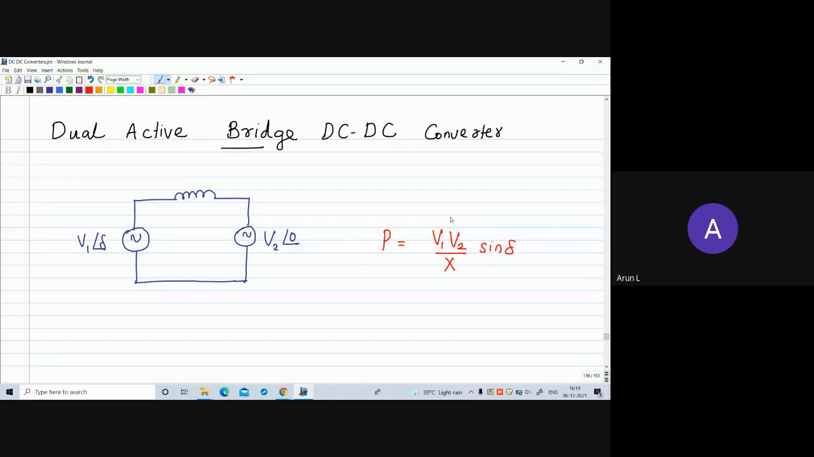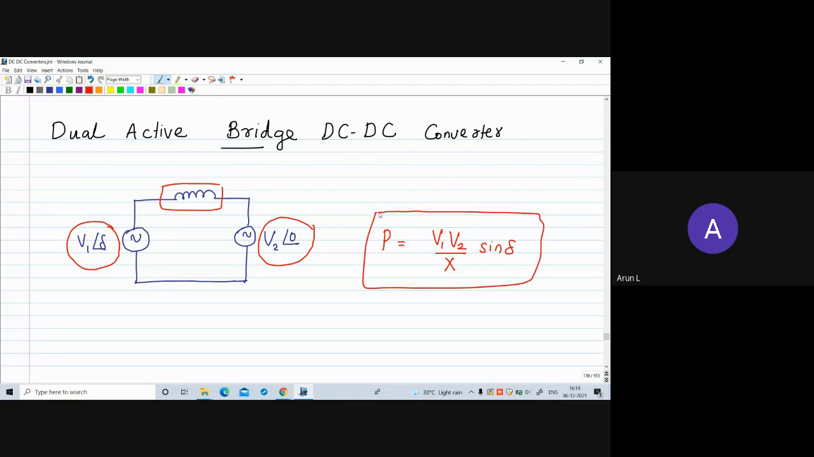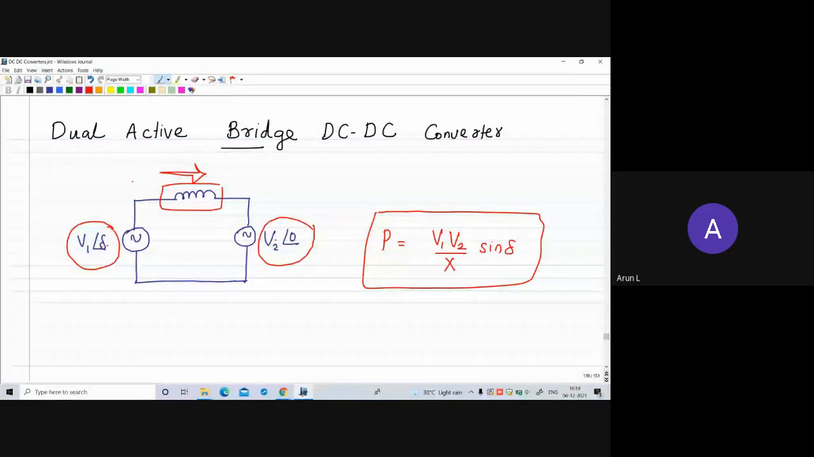Then one more upcoming converter is the dual active bridge DC to DC converter. Suppose we have an AC voltage source and another AC voltage source, and they are interfaced using an inductance. And this is a very famous equation we study in power systems: V1 V2 by X into sine delta. If there is a phase angle difference between the two sources, active power will flow. If delta is positive, active power will flow from V1 to V2. If delta is negative, active power will flow from V2 to V1.